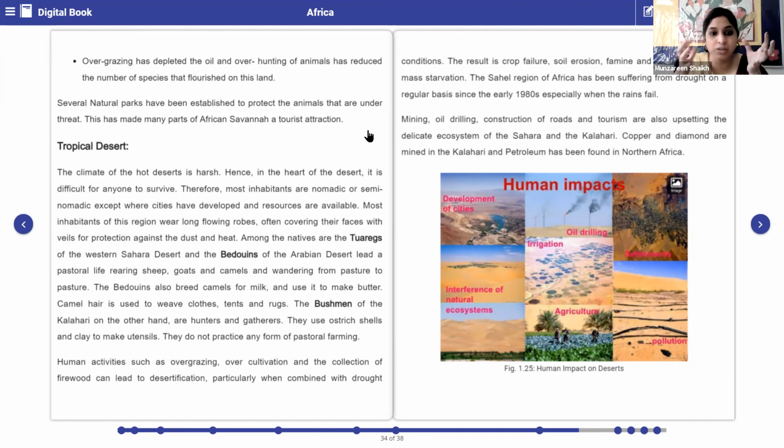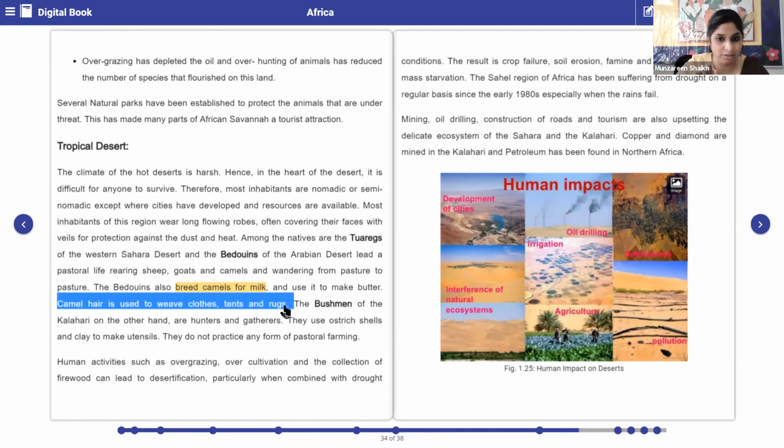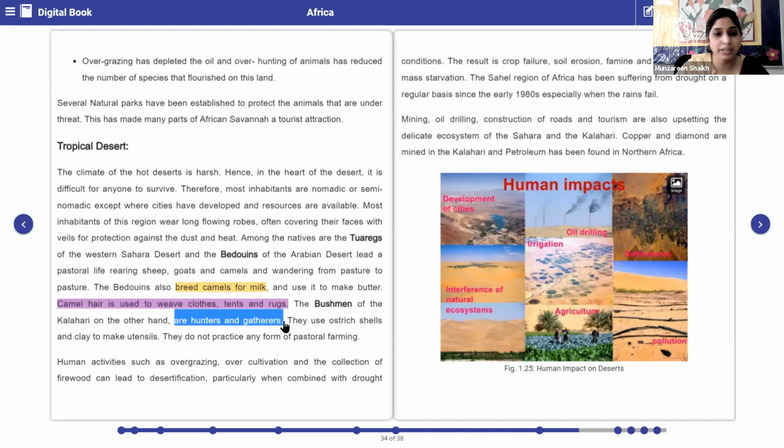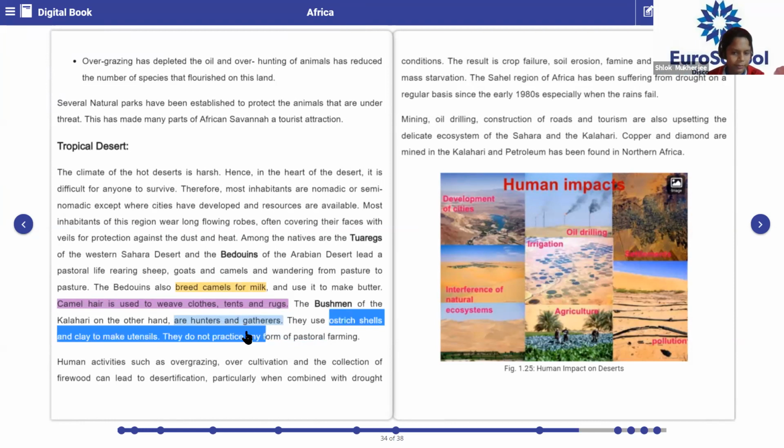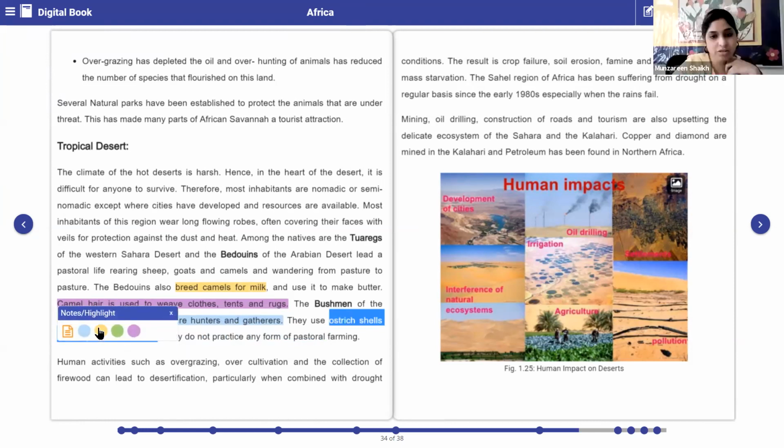One group you will find they are using camels, they are rearing sheep. They are preparing foods and clothes out of that. But on the other hand, you also have another group which is called the Bushmen. They are basically the hunters and the gatherers. And what do they make? They make utensils. How do they make utensils, children? They make utensils out of clay and ostrich shell. Yes, out of clay and out of ostrich shells.